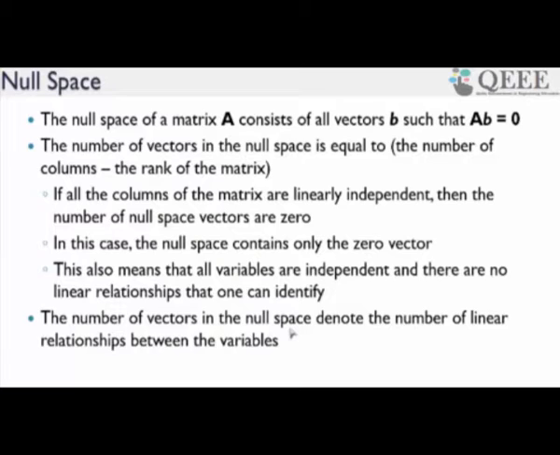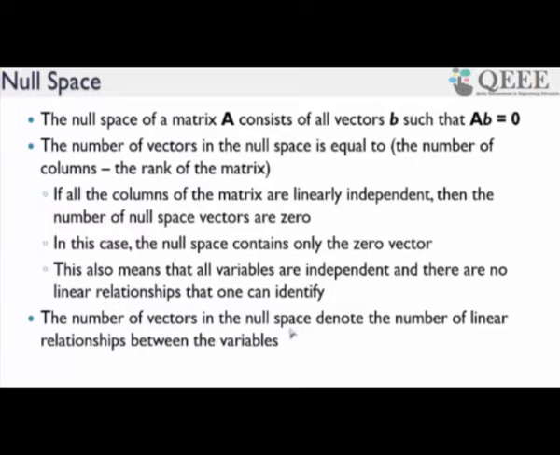So if I have a matrix A and I have a vector B, the null space of a matrix is the collection of vectors such that A times B equals 0. Now from linear algebra, it's a well known fact that the number of vectors in the null space will be equal to the number of columns minus the rank of the matrix.